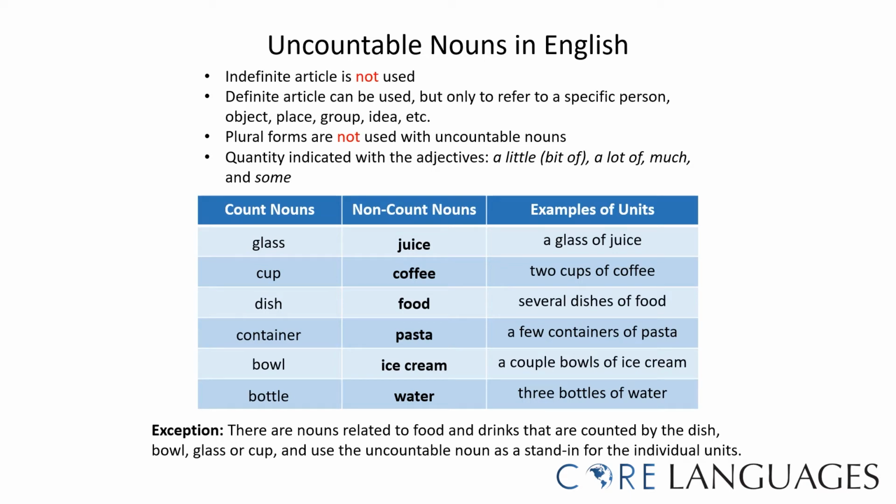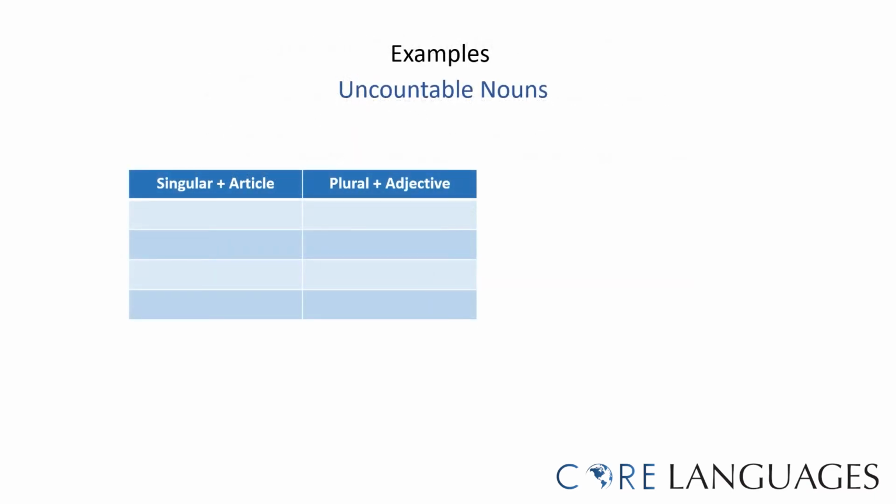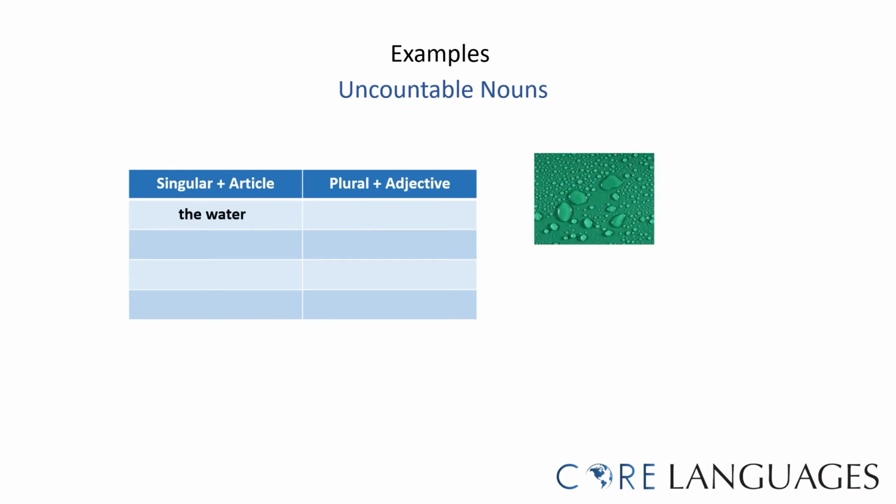There are nouns related to food and drinks that are counted by the dish, for example, a bowl, a glass, or a cup, and we use the uncountable noun as a stand-in for the individual units. Here are some examples of uncountable nouns in the singular with an article and the plural with different quantifiers. For example, the water. I could say a little water.